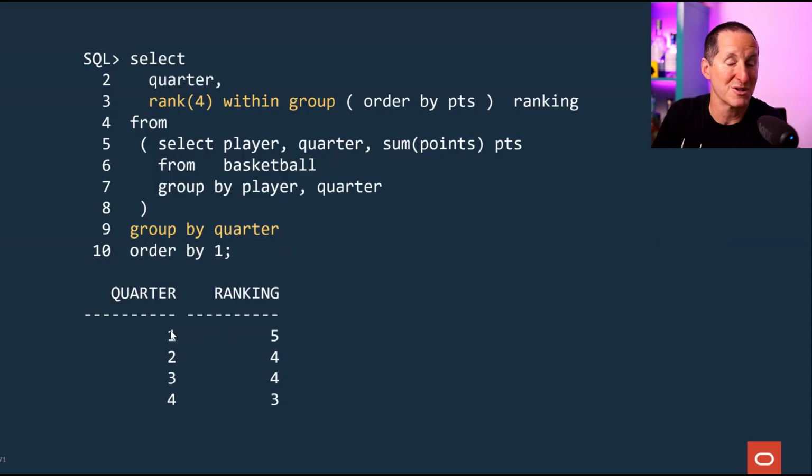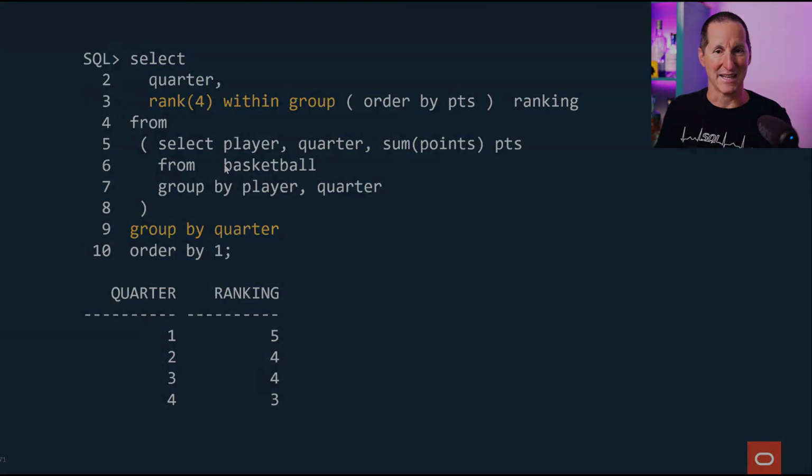Based on people's first quarter rankings, he would be the 5th rank. Based on people's second quarter scores, he'd be the 4th ranked and so forth. So it becomes easy with these hypothetical analytics.